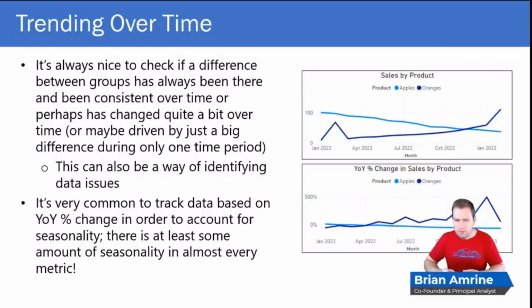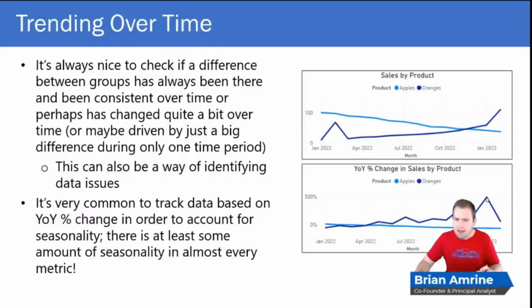Now, it's also very common to look at the year-over-year change over time, and that's important because in some cases, a trend could be driven by seasonality. So for instance, this spike we see here, we saw the same spike last year. Most metrics, sales or whatnot, have at least some amount of seasonality, and that's where year over year comes in, and looking at not just what's the year over year for this time period, but how has that year over year difference been trending.